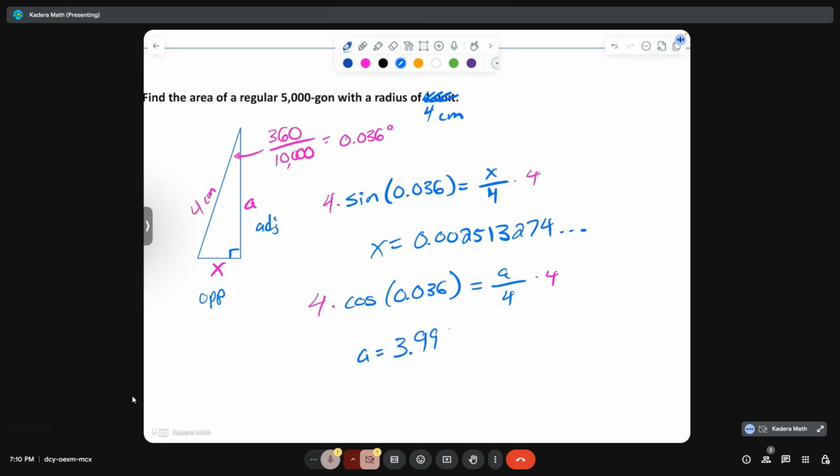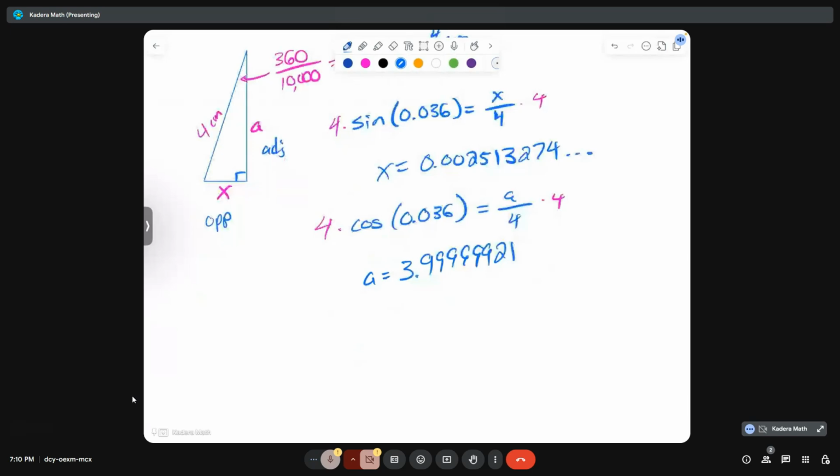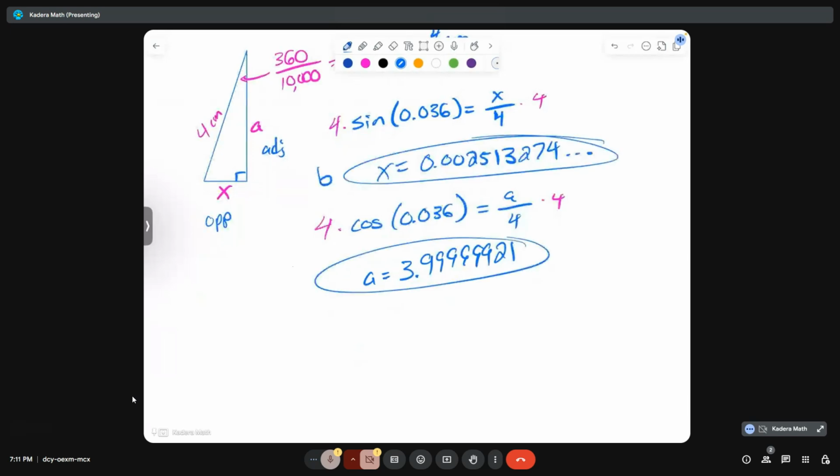3.99999, how many nines? 6 nines. And then 2, 1, and I'm going to store that value in my calculator as well. Okay, so now that number can serve as the base of my triangle. That number can serve as the height of my triangle. All right, so that's base, that's height.